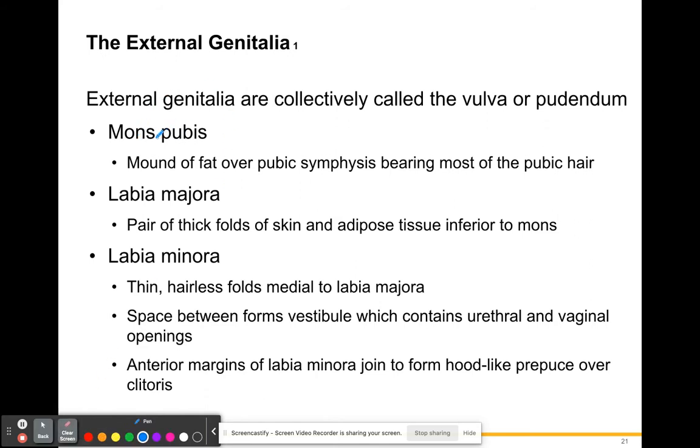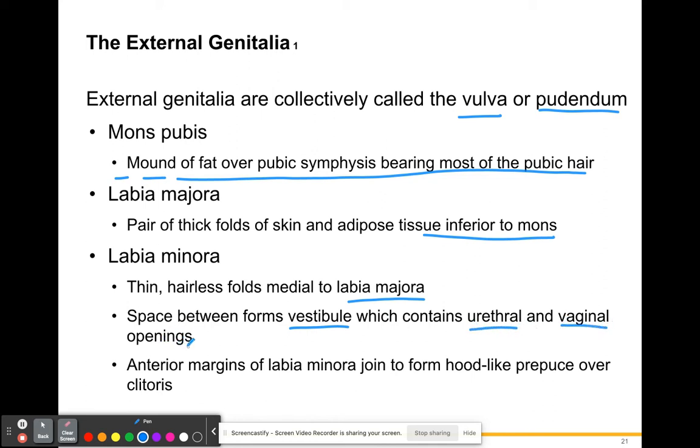The external genitalia of the female reproductive system are collectively called the vulva or the pudendum. So, the Mons pubis is a mound of fat over the pubic symphysis, bearing most of the pubic hair. We'll call that the Mons pubis, the area where the pubic hair would be located. We have labia majora, which are a pair of thick folds of skin and adipose inferior to the Mons. We have labia minora, which are thin hairless folds medial to the labia majora. The space between forms what we call the vestibule, and that vestibule is going to hold the urethra and vaginal canals or openings. And the anterior margins of the labia minora join to form a hood-like prepuce over the clitoris, which is homologous with the foreskin of a male.